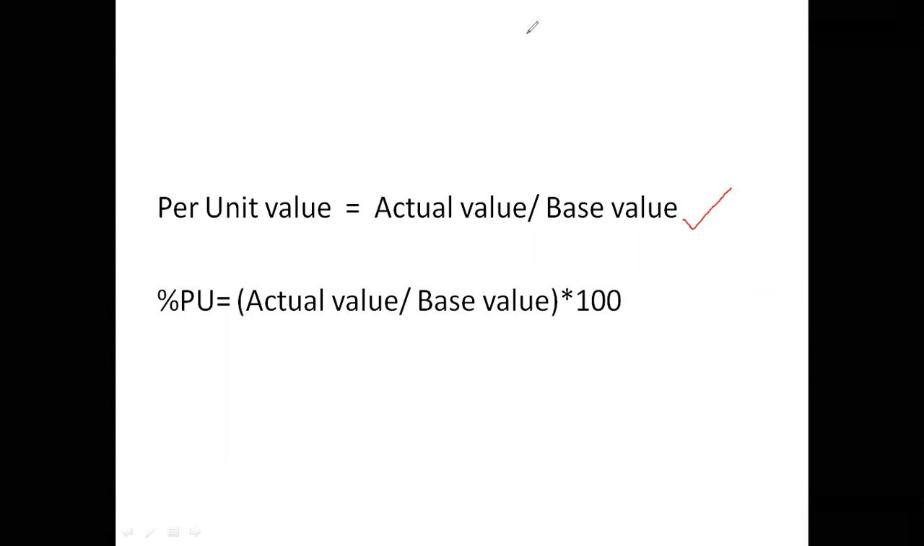So this is the formula. Okay, please make a note. How can we define the per unit value? Per unit value is defined as the ratio of actual value to base value. Per unit values are always expressed in terms of percentages. So percentage of per unit is equal to actual value divided by base value, multiplied by 100. Okay.